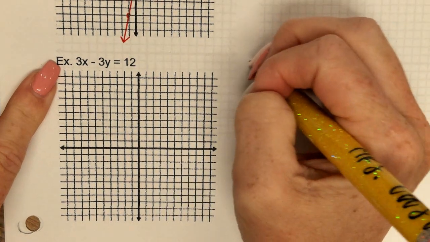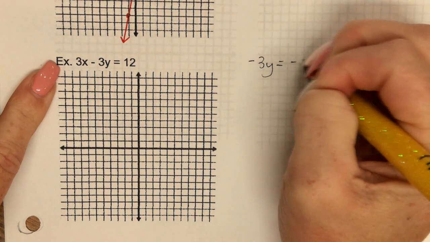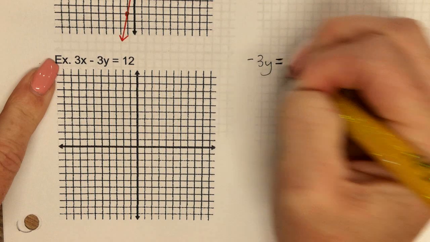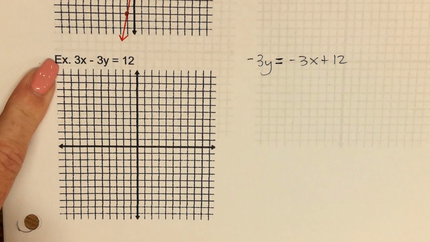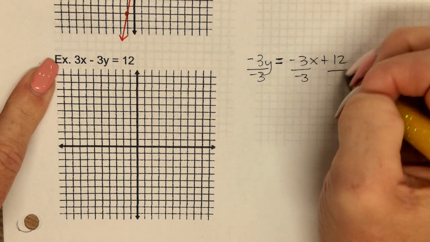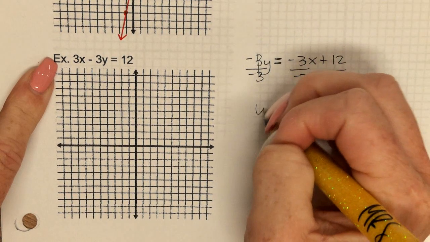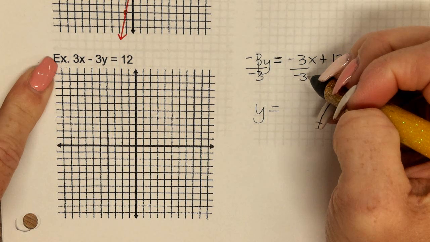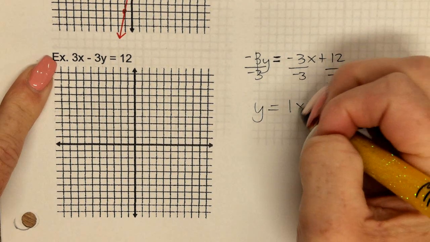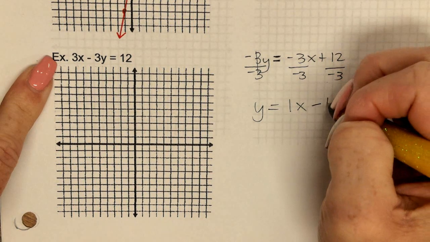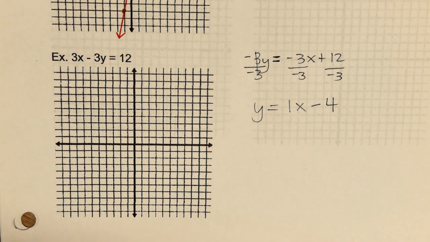How would I move this 3x to the right? So I have -3y equals -3x plus 12. How would I get rid of this -3? Divide everything by -3. So I'm left with y equals -3 divided by -3 is +1, so 1x, and 12 divided by -3 is -4. So you could put plus -4, or you could put -4.